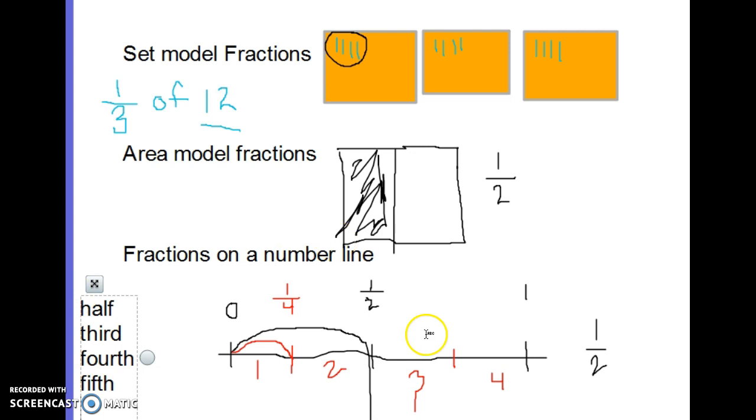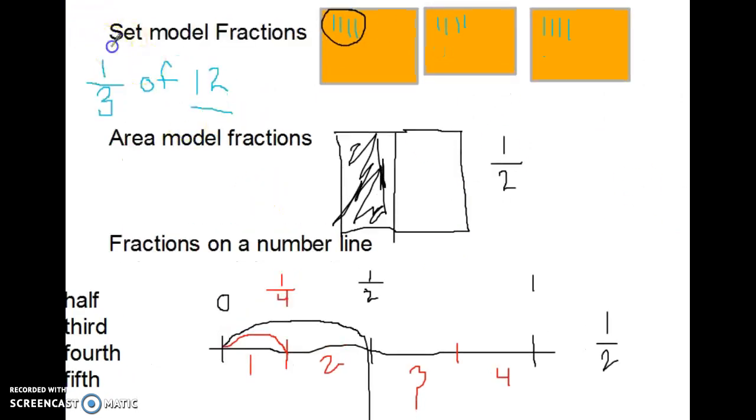Okay, so we can practice those too. Again, let me know in class if you have any questions. Otherwise, go ahead and practice learning these names: set model, area model, and then fractions on a number line. Okay? All right. Thanks so much.